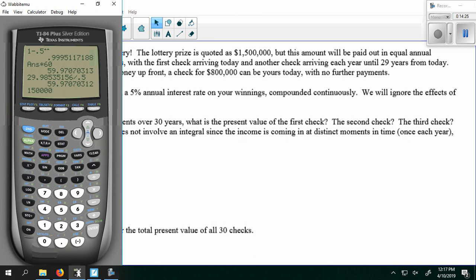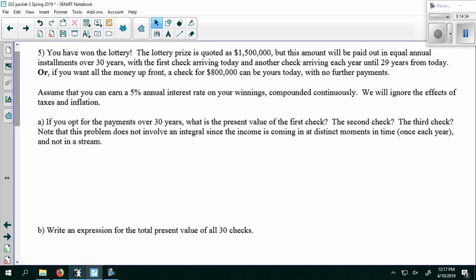$1,500,000 divided by 30 is $50,000. So each check is going to be $50,000. And the present value of the first check is $50,000. You're getting a check for $50,000 today. Its value today is $50,000. So my first check has a present value of $50,000.